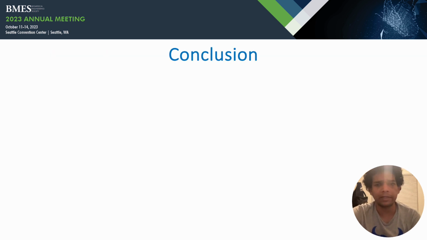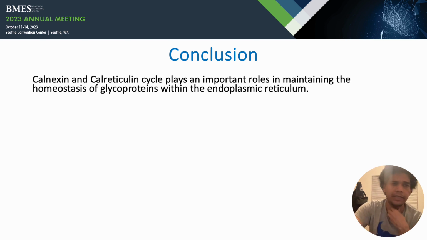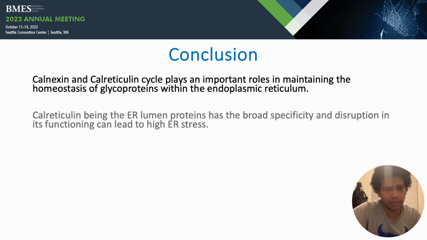So what are the conclusions that we got? The first conclusion is that calnexin and calreticulin play an important role in maintaining the homeostasis of glycoproteins. That is, if any one of these gets dysregulated, this might lead to a greater number of unfolded proteins within the endoplasmic reticulum, and that might cause ER stress.